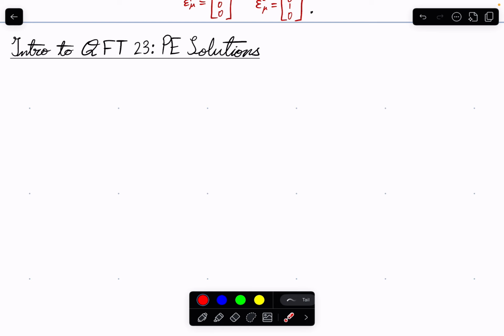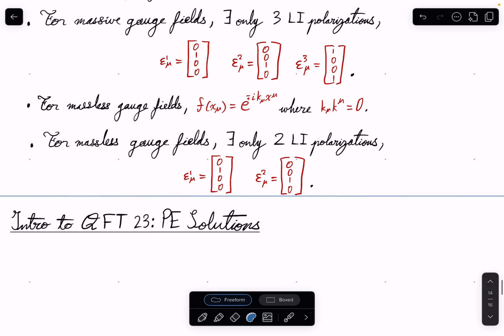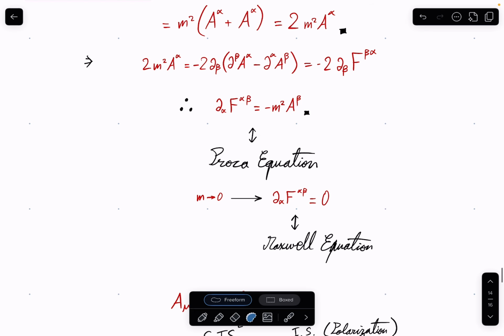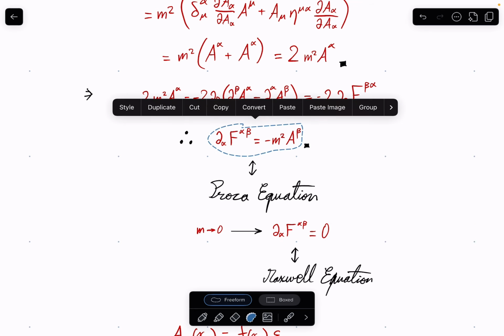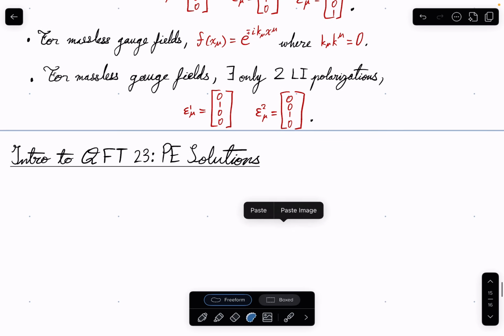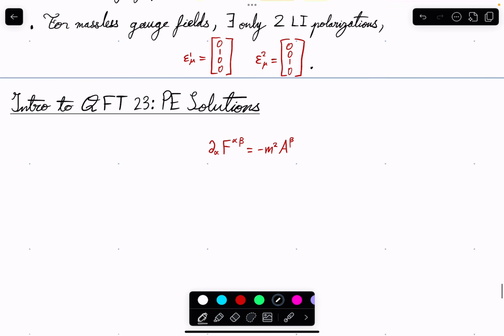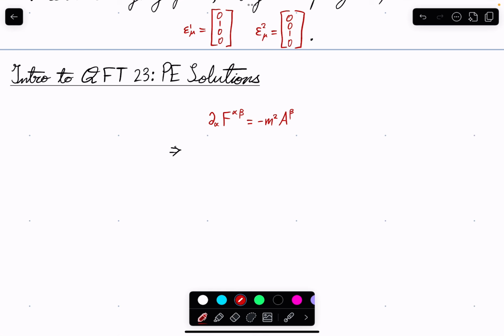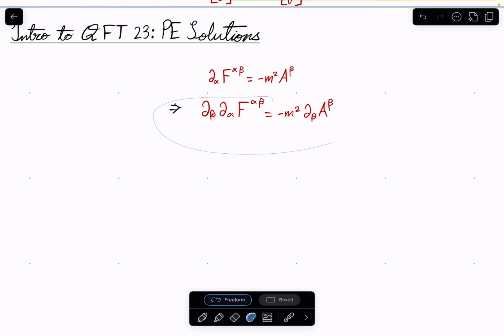To better understand the structure of these solutions, however, it is useful to first take the divergence of both sides of the Proca equation. So if we come up here to the Proca equation, let's just copy it, just paste it here, and then we take the divergence of both sides. So that means going partial beta, partial alpha, F alpha beta equals, then there's not going to be any change because this is a constant, and then you have partial beta, A beta.